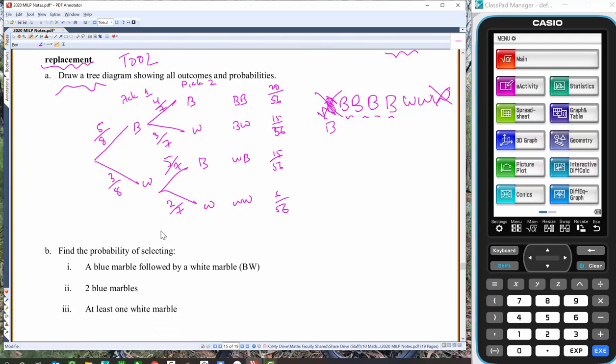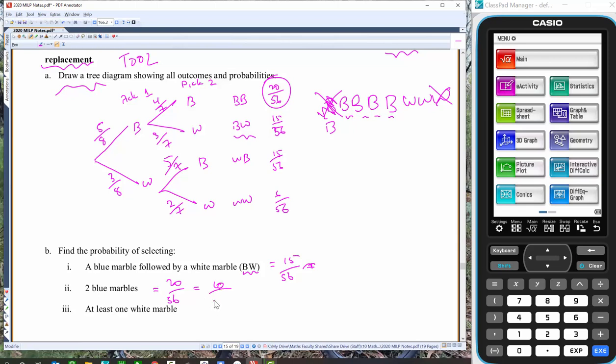All right, find the probability of selecting a blue marble followed by a white marble. BW, so that's that particular outcome there. That's going to be 15 in 56, which is simplified. Now, 2 blue marbles, so that's a blue and a blue. That's that one there, so it's 20 out of 56.